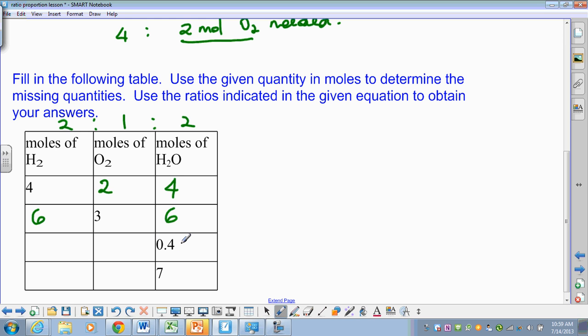Now if this is the given quantity, 0.4 moles of H2O, from there to there, what should we do? Divide by 2, right? Because it's a 2 to 1 ratio. So that'll be 0.2 moles. And from there to there, it's a 2 to 2 ratio. That means the same amount. Whatever you use here will be the same there. So 0.4 or 0.4. And over here again, 7 is given. From there to here is a 2 to 1 ratio. So take half of that, 3.5 moles of oxygen will be needed. And from there to there is the same ratio, so just 7 moles of hydrogen needed.